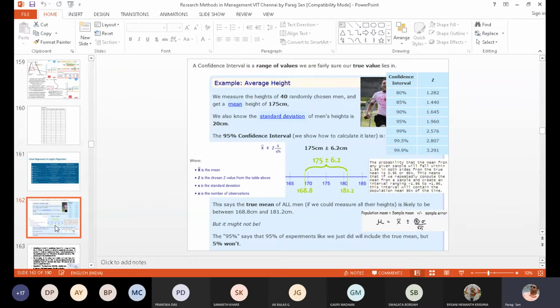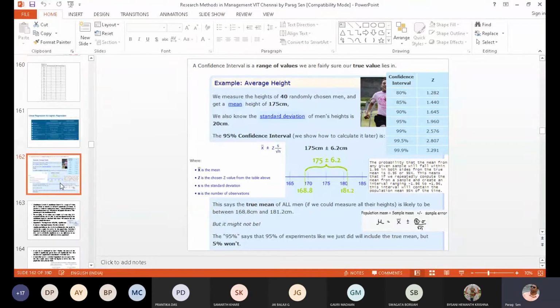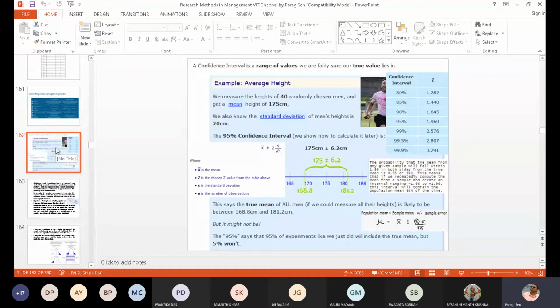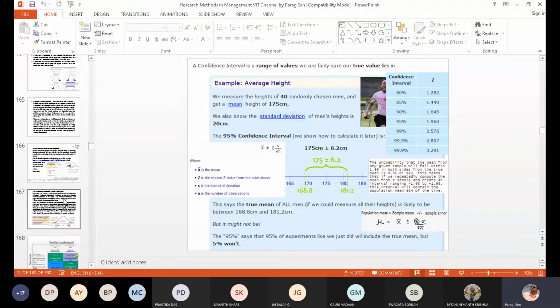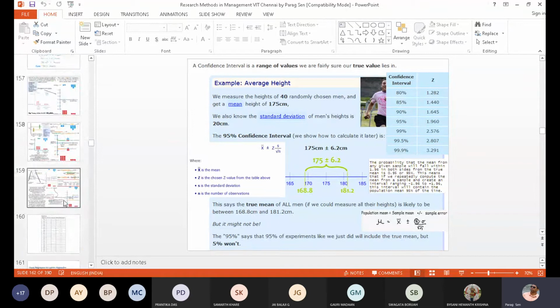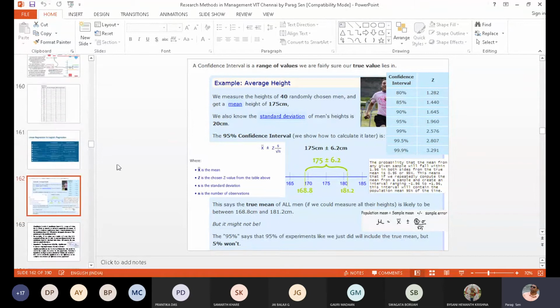So now we will move into the part on hypothesis testing. But before discussing hypothesis testing in detail, there are some very important concepts and definitions we should know.